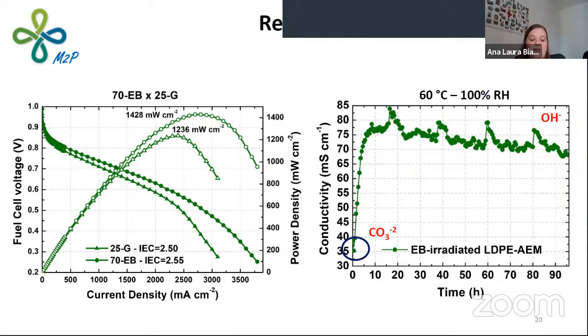And here I show an example. We have very high performance, even for the gamma ray, it's very high too. And now we are investigating the stability of these membranes to check how the cross-linking affects their durability. So here in the figure on the right side is one of these durability tests. It's ongoing right now. And we can also see the carbonate conductivity here, around 35 millisiemens, which is not bad considering the size of this ion and its very low mobility compared to hydroxide, for example.